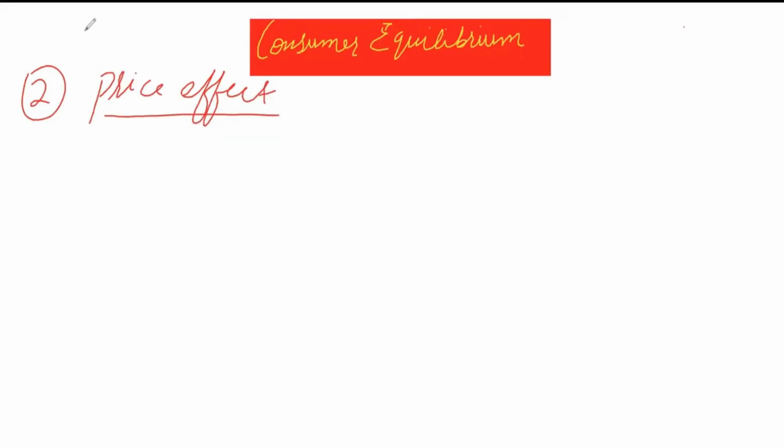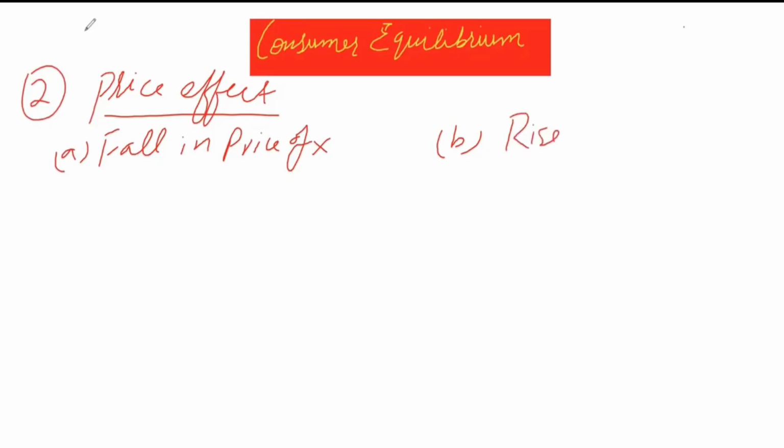Next is price effect, and price again affects the consumer's purchasing power. Fall in price increases the purchasing power of the consumer, and rise in price decreases the purchasing power of the consumer. So we will see both situations, fall in price of X and then rise in price of X, and we will show them graphically to make the concept really very clear.